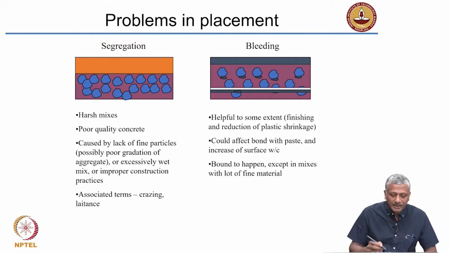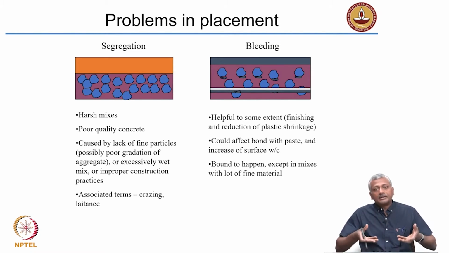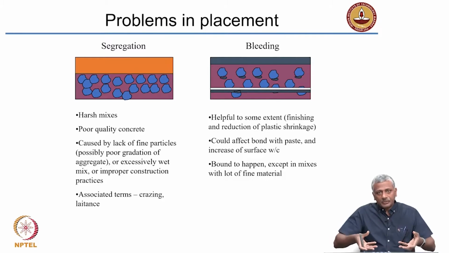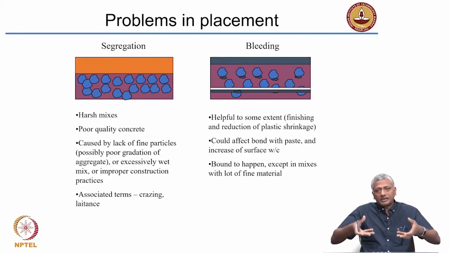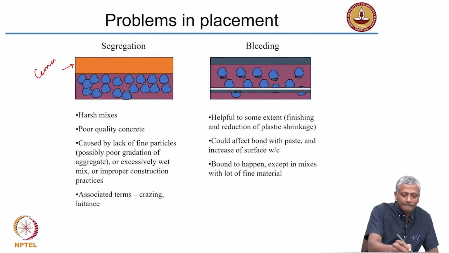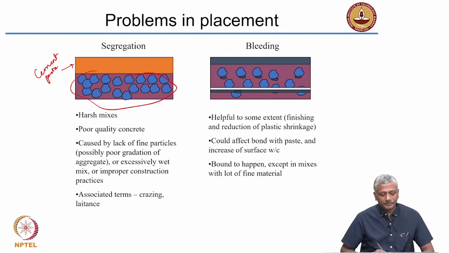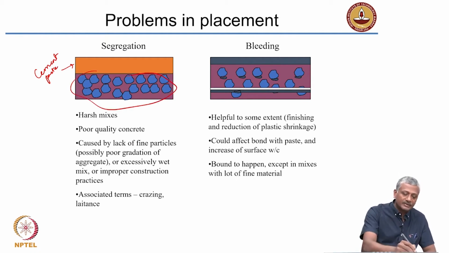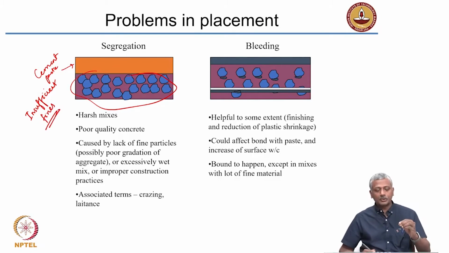What is segregation? Essentially, it is caused by settling of the coarser particles down and the lighter or finer particles float on top. So, usually you have the cement paste floating on top and you get aggregate settled at the bottom. And this happens when you have insufficient fines in your mix. That means either the fine aggregate content is low or you may have less amount of cement in the mix, and that will cause this problem of segregation.